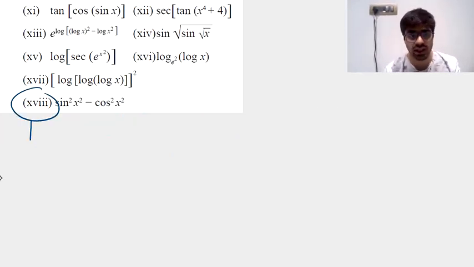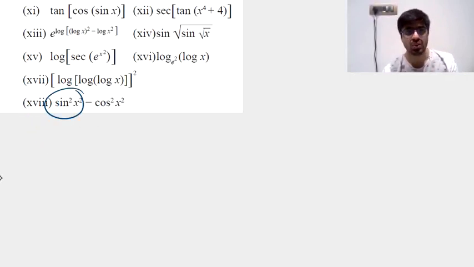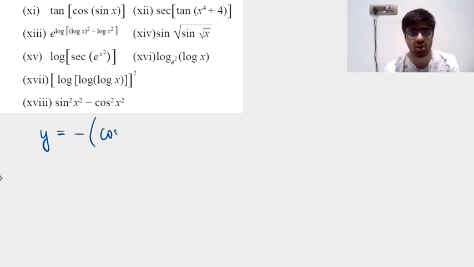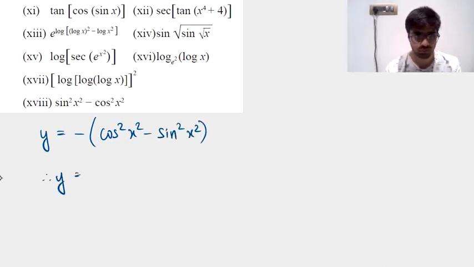Continue with the 18th one. It is sine square x square minus cos square x square. Again, I would be more comfortable first taking out a minus common. So we have minus of cos square x square minus sine square x square. But cos square theta minus sine square theta was a formula for cos 2 theta. So I can think of it as cos of 2x square, and now take a derivative.